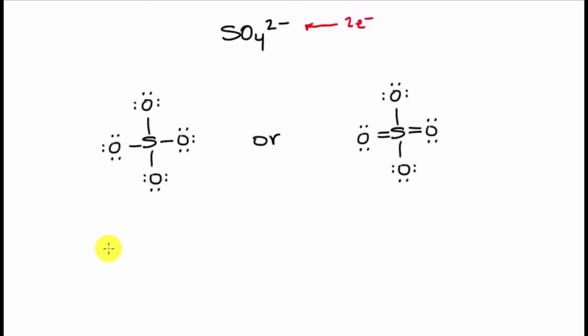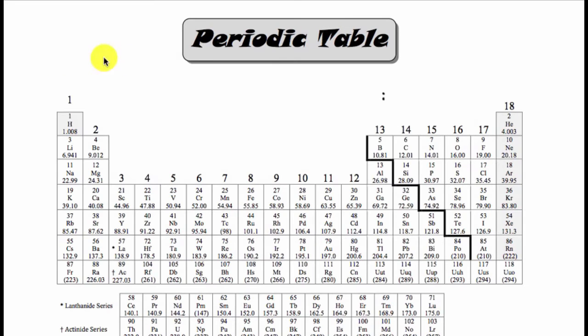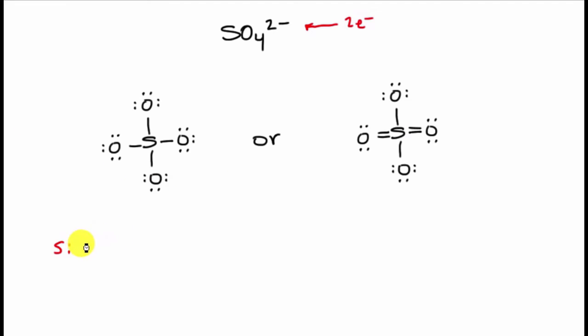So where did they come from? Well, let's go ahead and calculate formal charges. All of these oxygens are going to be the same, so I'm not going to separate them out. I'm just going to calculate sulfur and oxygen. Sulfur, if we look at the periodic table, has 6 valence electrons, just like the oxygen does. So they both start off with the same number of valence electrons.